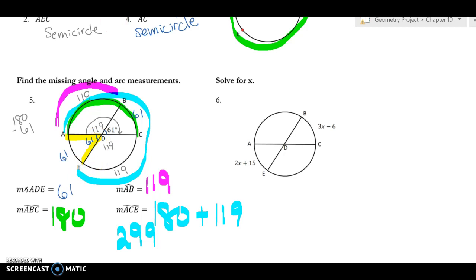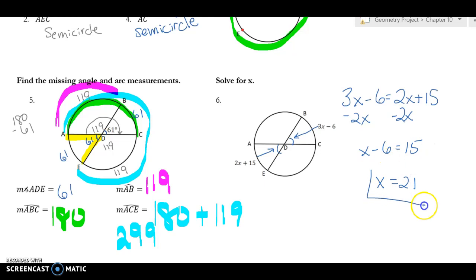Okay, let's go to the last problem. The last problem is dealing with this, and I need to solve for x. Well, what you should notice is that central angles are the same, so I'm going to have the same central angle because they're vertical. Well, vertical angles are the same, so that means those arcs are the same. So I'm just going to do 3x minus 6 equals 2x plus 15. So I minus 2x on both sides, and I get x minus 6 is 15. And then you add 6 to both sides, so x is 21.